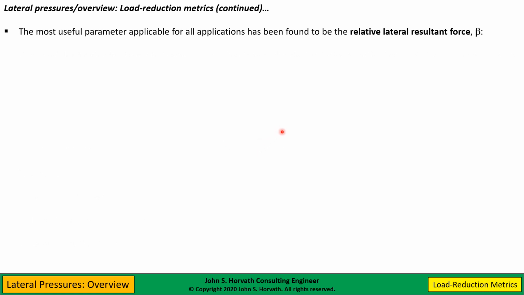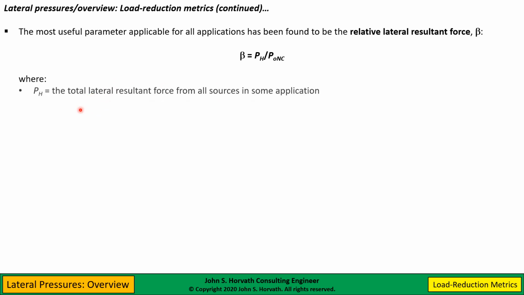As I said, I've worked with geofoams since 1987, so having worked with this for over 30 years, I long ago came to the conclusion that the most useful parameter is what I call the relative lateral resultant force, beta. That is defined as the ratio of P sub H, which is simply the total lateral resultant force from all sources in some application.